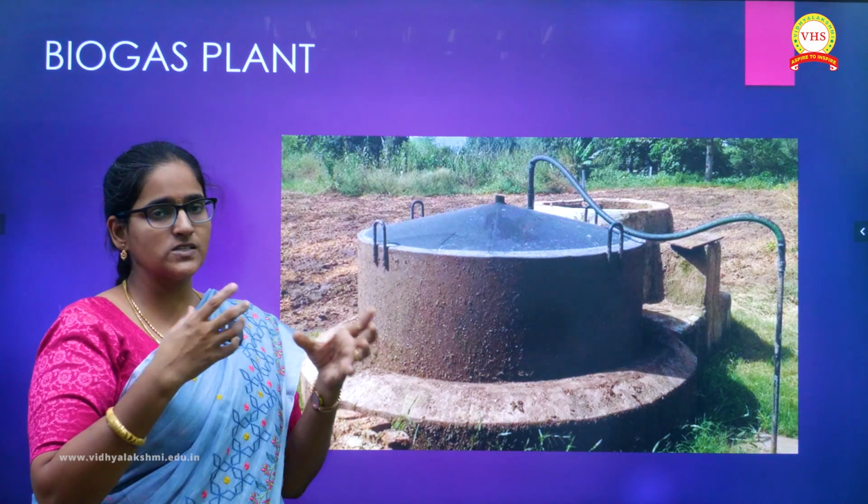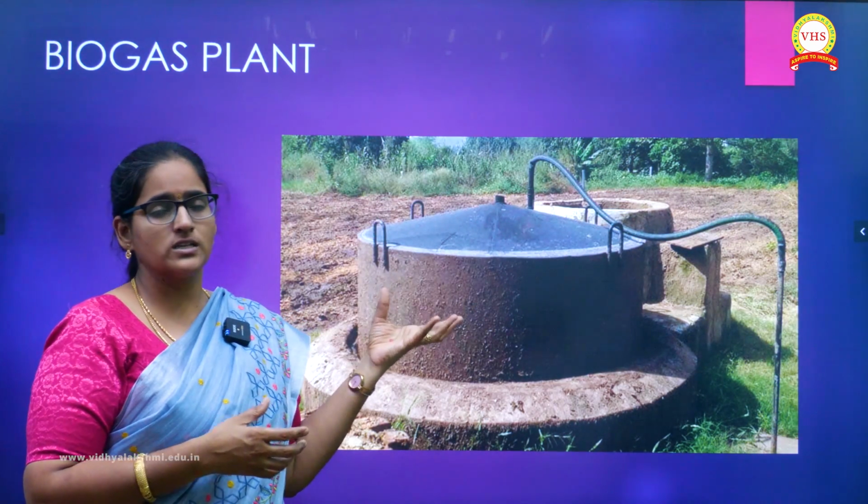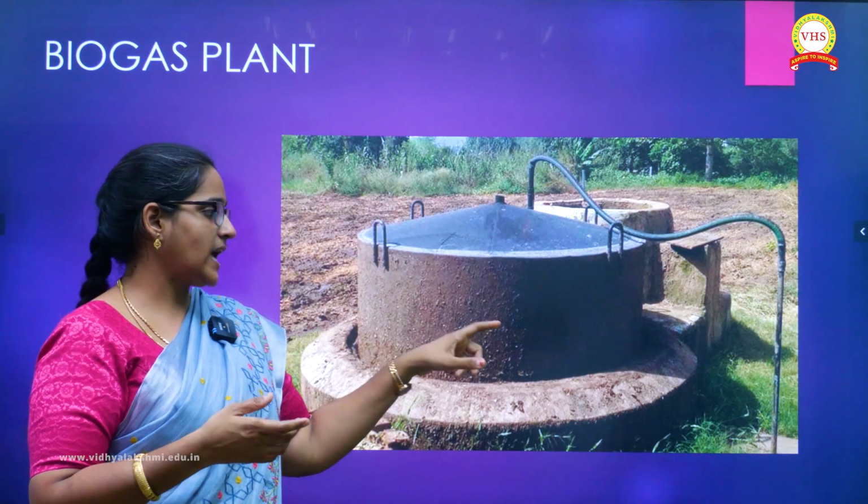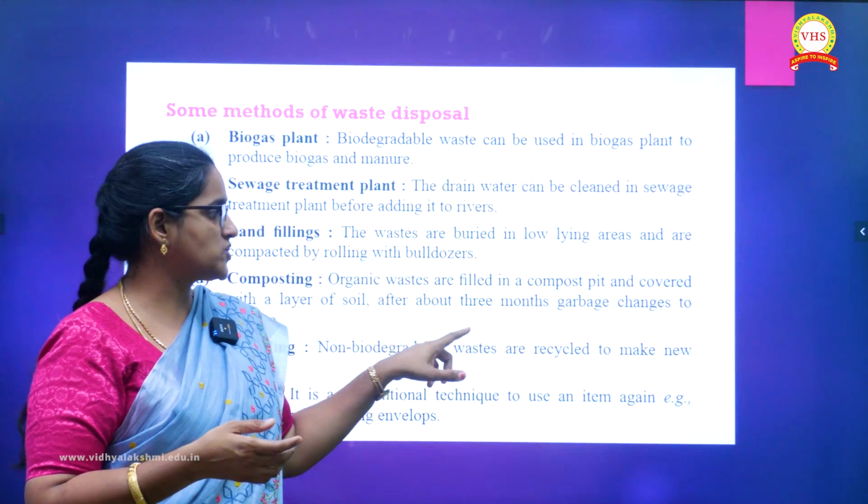For that, separate pipelines will be connected, and the leftover sludge of the cow dung will be there, no? That will be used as a manure. Farmers can use it as a manure for their agricultural land.